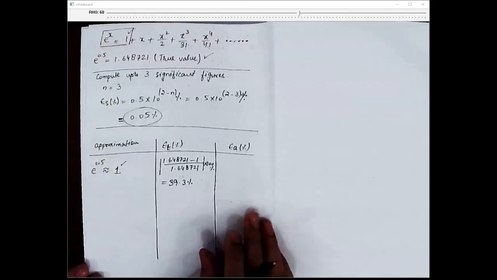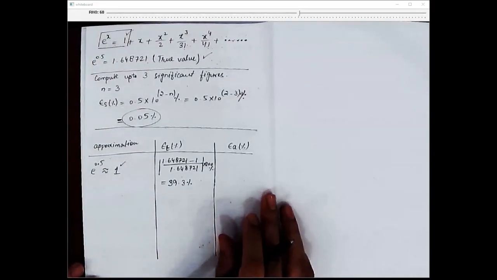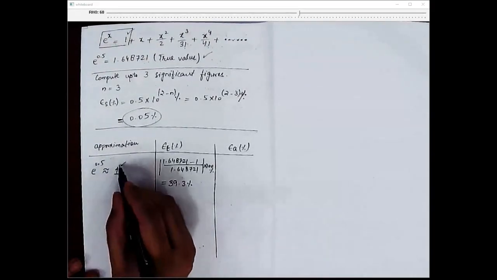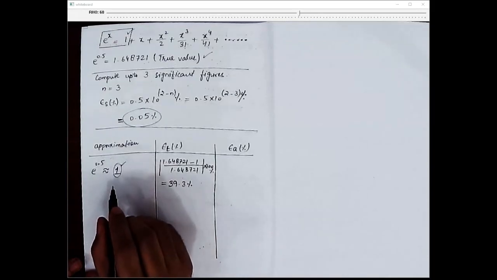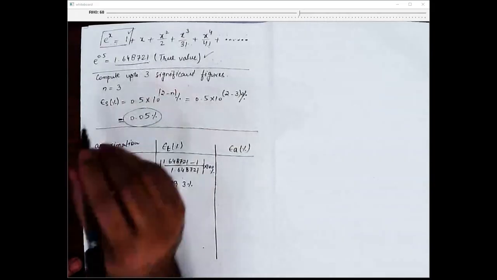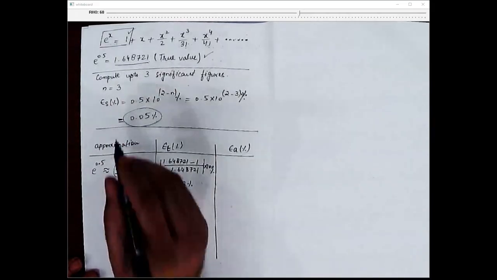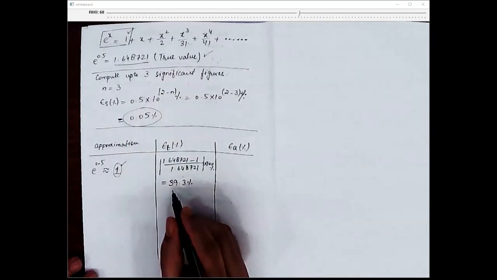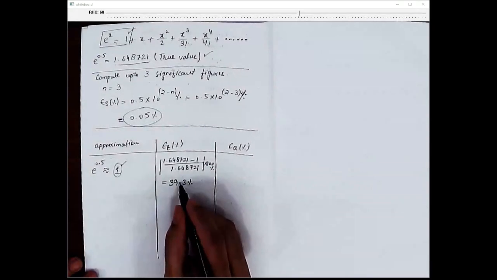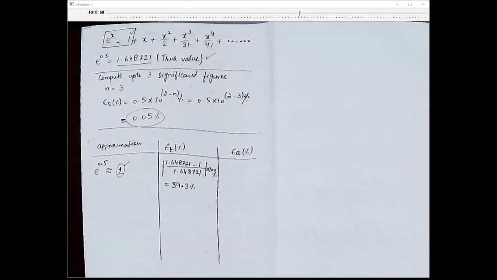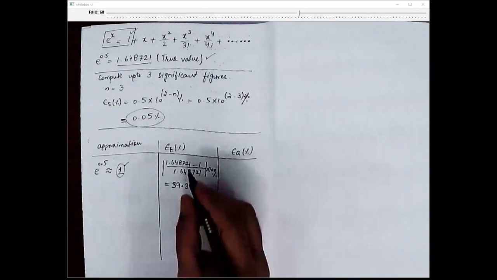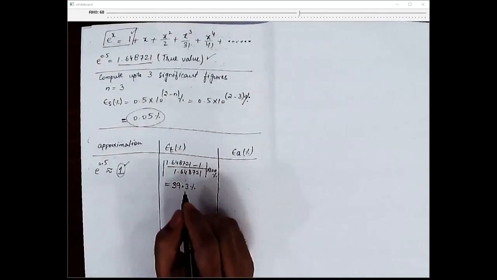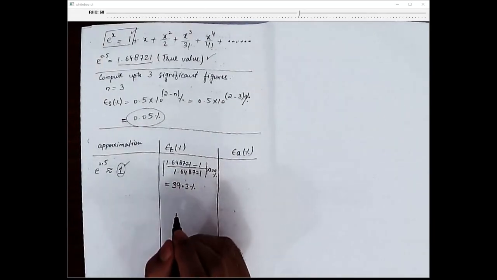Okay. Why is the true error this much, 39%? Because of the simple reason: my approximation, if I look at its numerical value, is 1, and the true value is 1.648721. I can see that 1 is far from the true value, which means 1 is far from the target. How far am I from the target? In a relative sense, 39.3%. So this tells you how far you are from the target. This computes your accuracy: you are far from the target by 39.3%.